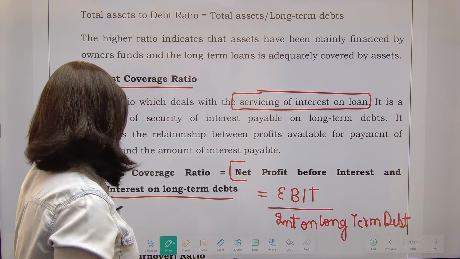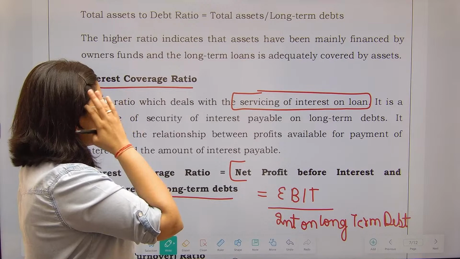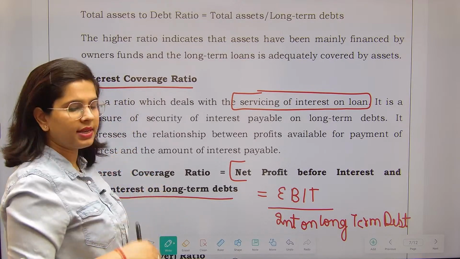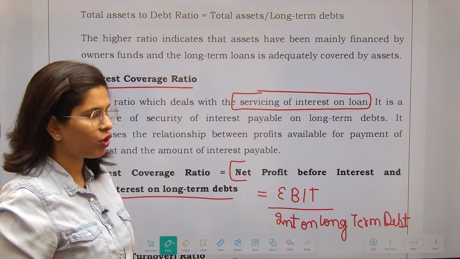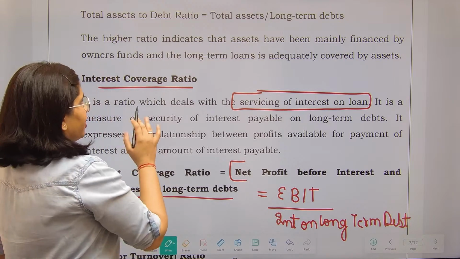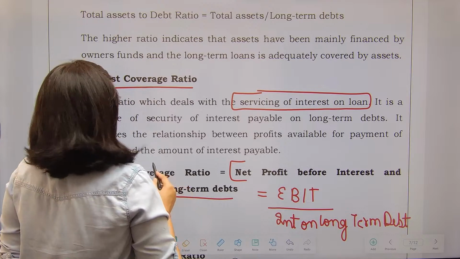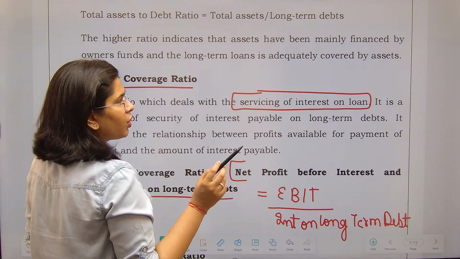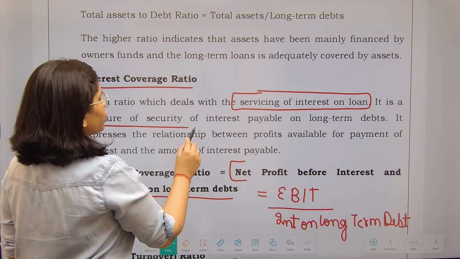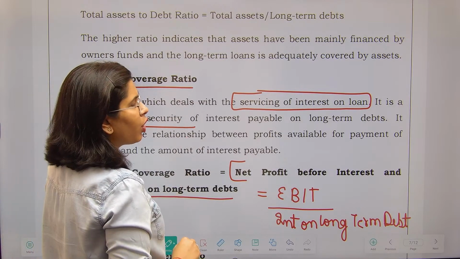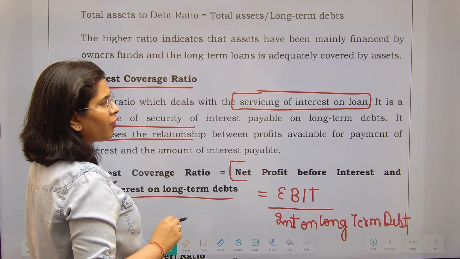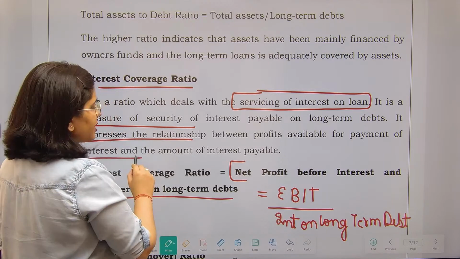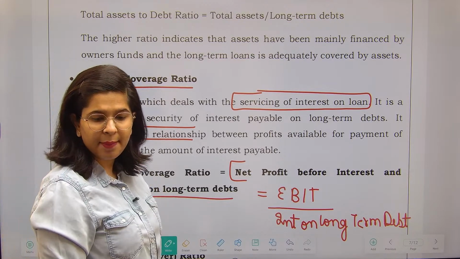Now apart from this, there is one more ratio. I'll just briefly tell you that ratio, so keep it in your mind. First, let's read the interest coverage ratio. It is a ratio which deals with servicing of interest on loan. It is a measure of security of interest payable on long-term debts. It expresses the relationship between profits available for payment of interest and the amount of interest payable.